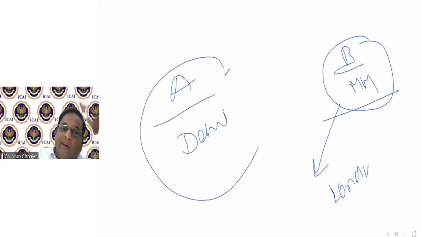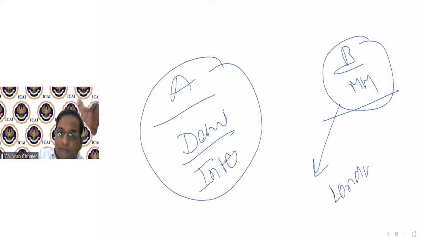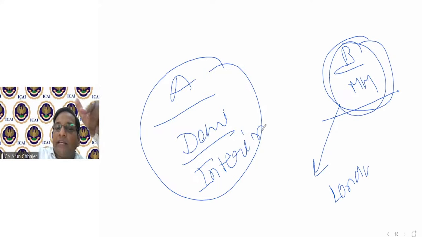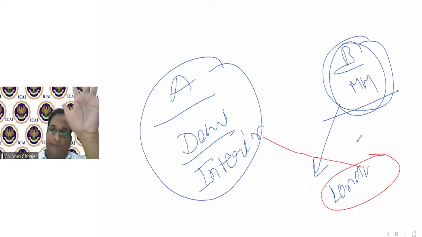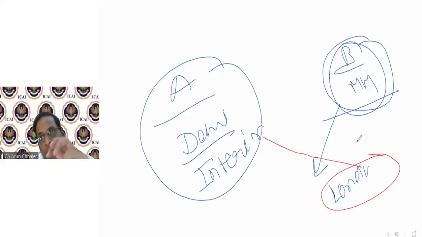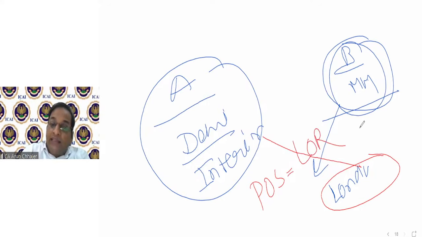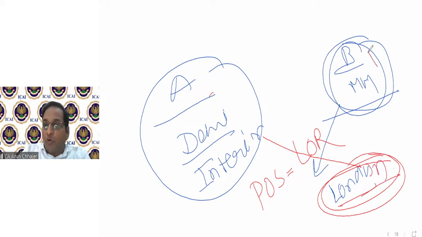In this example, A, who is an interior decorator, is asked by B to kindly provide interior decoration service to the property located in London. What is the location of the property? London. The proviso says that if the property is in India, then the place of supply would be the property location. If the property is located outside India, then what is the place of supply? LOR. Please give me the answer. In this case, when A renders the interior decoration service to the London property, which is owned by Mr. B of Maharashtra, what would be the place of supply?